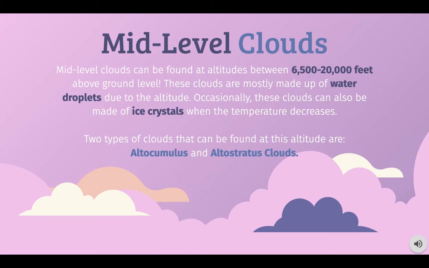The next level of cloud you will be learning about are the mid-level clouds. Mid-level clouds can be found at altitudes between 6,500 feet and 20,000 feet above ground level. These clouds are mostly made up of water droplets due to the altitude. Occasionally, these clouds can also be made up of ice crystals when the temperature decreases. The two main types of clouds that can be found at this altitude are Altocumulus clouds and Altostratus clouds.